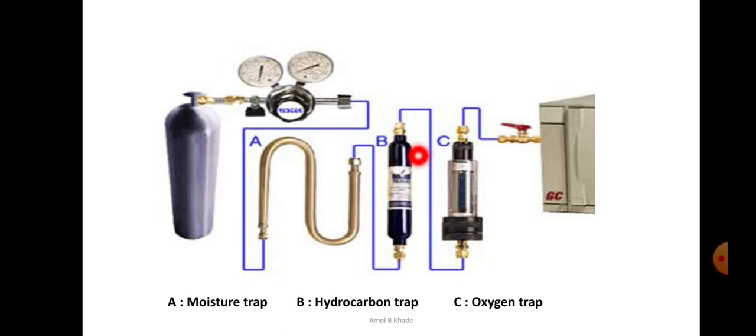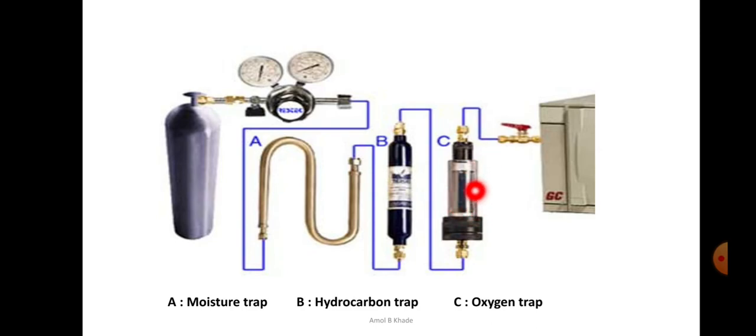Next is trap B, that is a hydrocarbon trap. So if you have any hydrocarbon impurities inside the carrier gas, that will be trapped here with this hydrocarbon trap. And finally we have the oxygen trap.